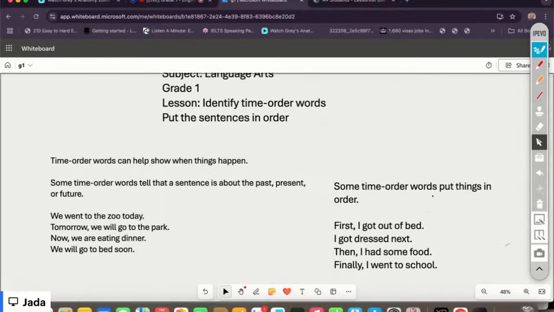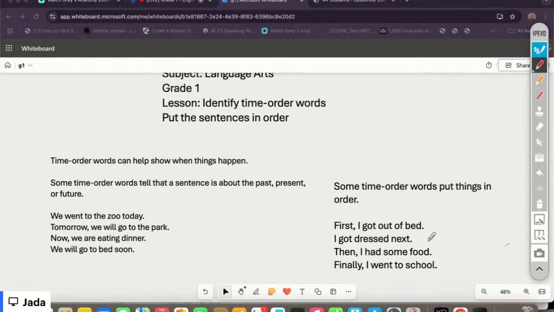So sometimes time order words put things in order. Of course, we know they put things in order. So we have an example also. First, I got out of bed, I got dressed, then I had some food, finally I went to school. So all this is just telling us the order in which we do something. So that's all you need to note for time order words.